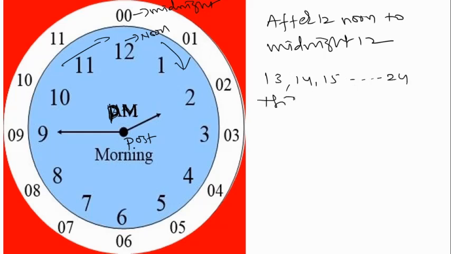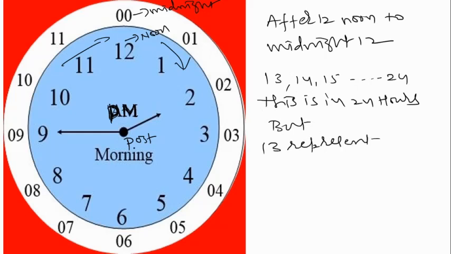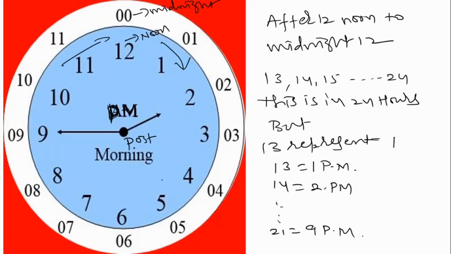This is in the 24-hour clock. But 13 represents 1. 13 is equal to 1. But it is the time which shows the afternoon, so we can write it as 1 PM. So 14 is equal to 2 PM. Like this, 21 is equal to 9 PM. In this way, you can write it.